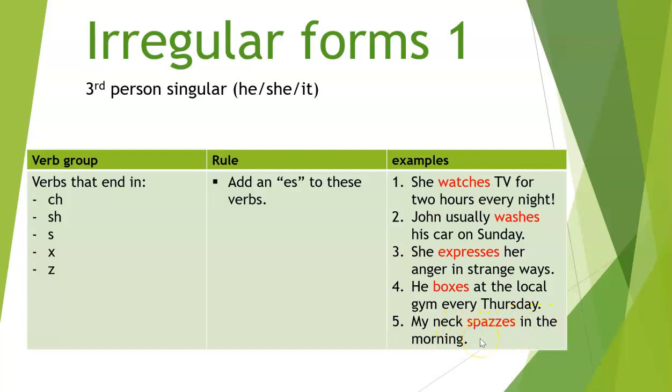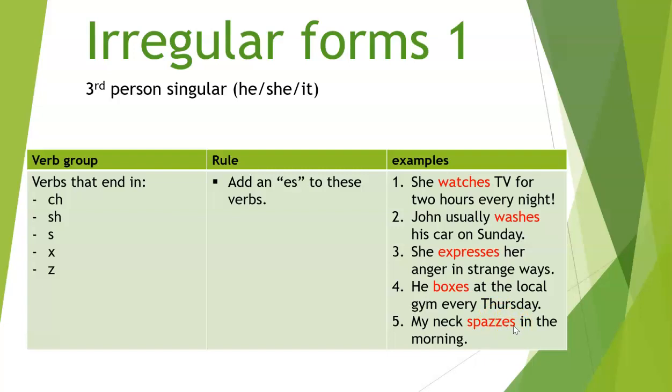Now, here we have a verb, spaz, S-P-A-Z. Very often, for this verb, you add the es, but you also add another z when it's a vowel and a consonant. So this verb is spelled S-P-A-Z, but if you've got a vowel and then a z, you're going to add another z and then add the es.